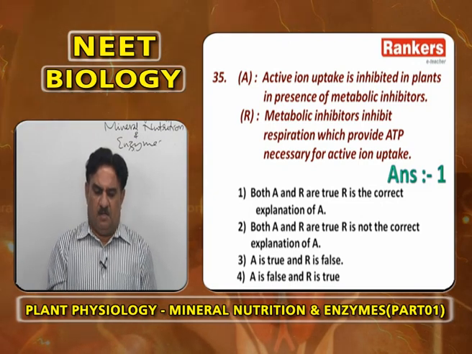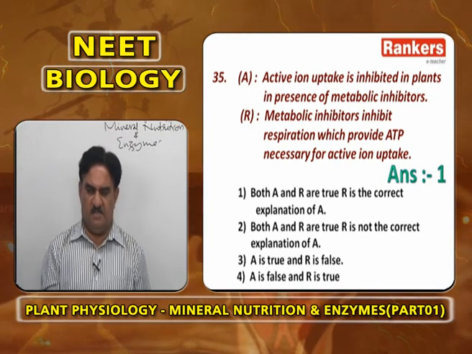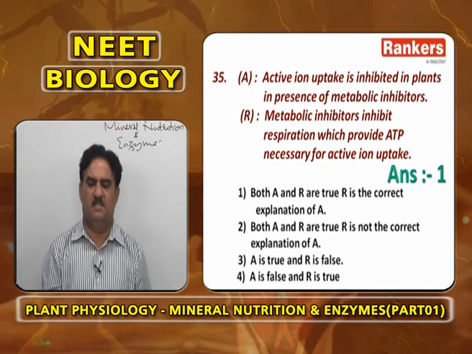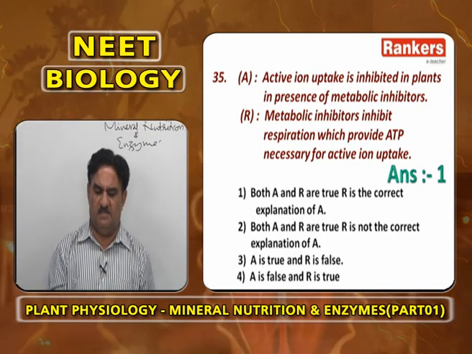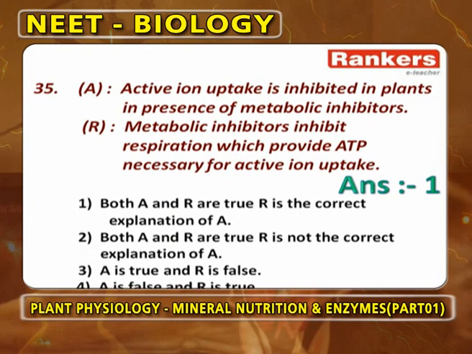So, active ion uptake is inhibited in plants in the presence of metabolic inhibitors is correct. Why? Because metabolic inhibitors inhibit respiration, which provides ATP necessary for active ion uptake, is correct. So, both A and R are correct. R is the correct explanation of A, first option.